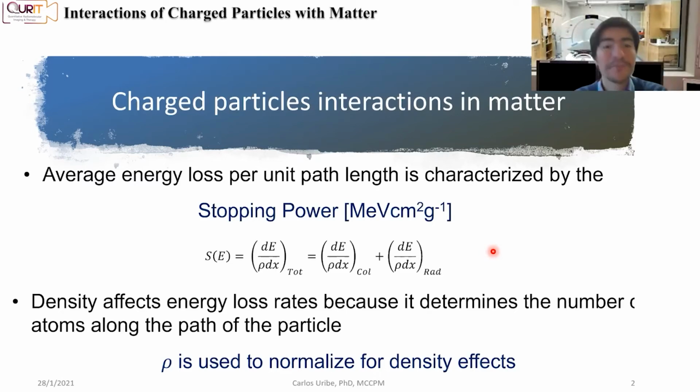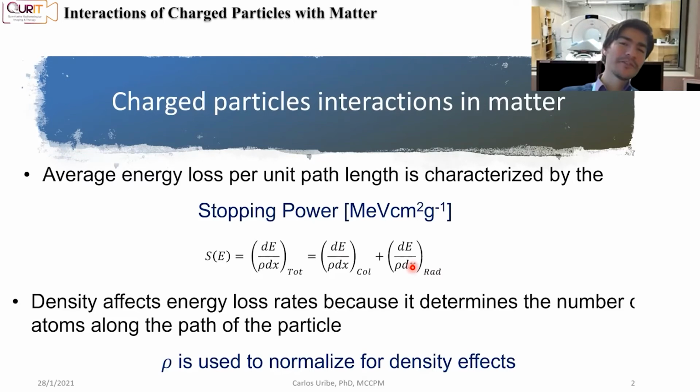And that's something that we call the stopping power. Units of stopping power are typically given in MeV cm² per gram. So let's see, what is stopping power? Stopping power, we're basically saying, is the energy that is lost per unit length of that particle traveling in the medium. We saw that we have collisional effects, and we saw that we have radiative effects. So these are what cause ionizations and excitations, and this is what causes Bremsstrahlung.